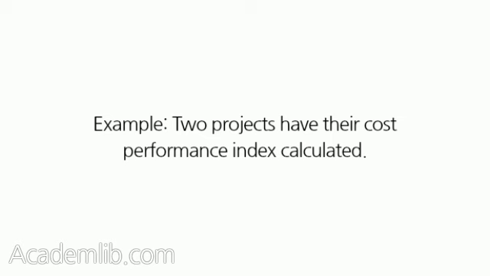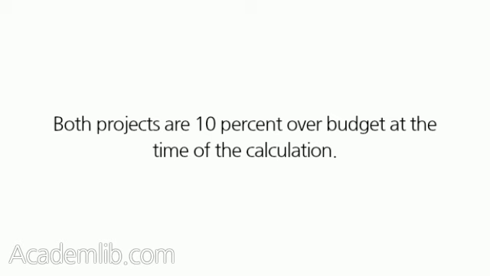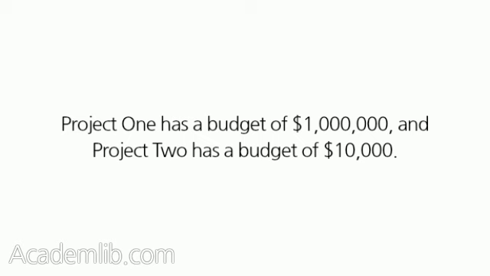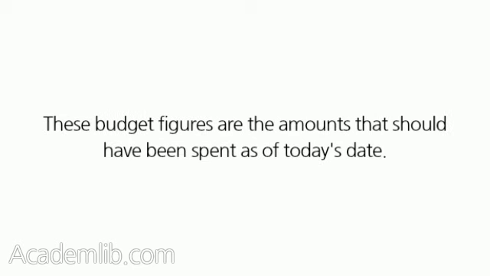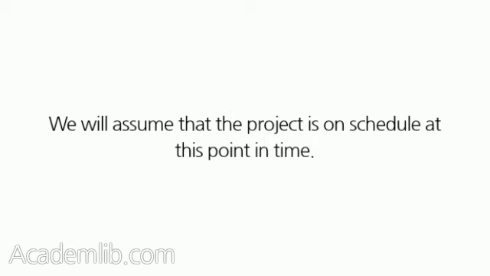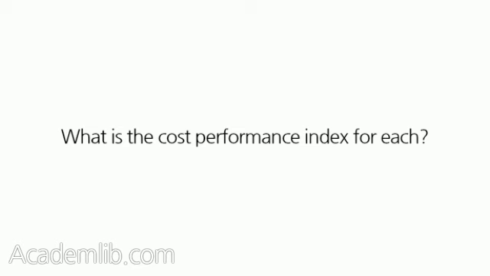Example: 2 projects have their cost performance index calculated. Both projects are 10% over budget at the time of the calculation. Project 1 has a budget of $1 million, and Project 2 has a budget of $10,000. These budget figures are the amounts that should have been spent as of today's date. We will assume that the project is on schedule at this point in time. What is the cost performance index for each?